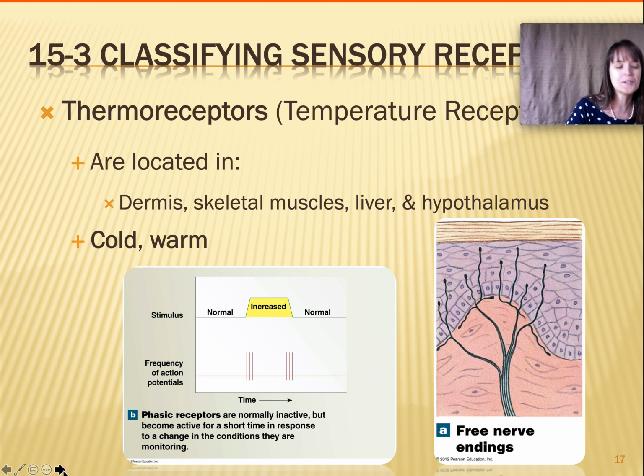Thermoreceptors monitor temperature. Thermoreceptors are also free nerve endings, and they are located in the dermis, the skeletal muscles, the liver, and the hypothalamus. So you actually have thermoreceptors in your brain.